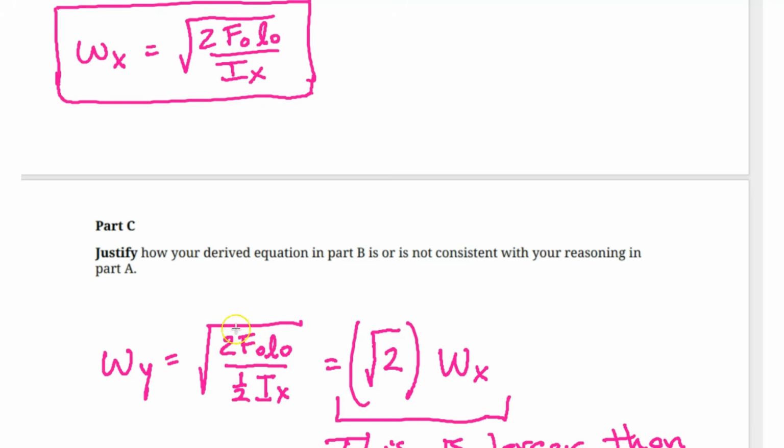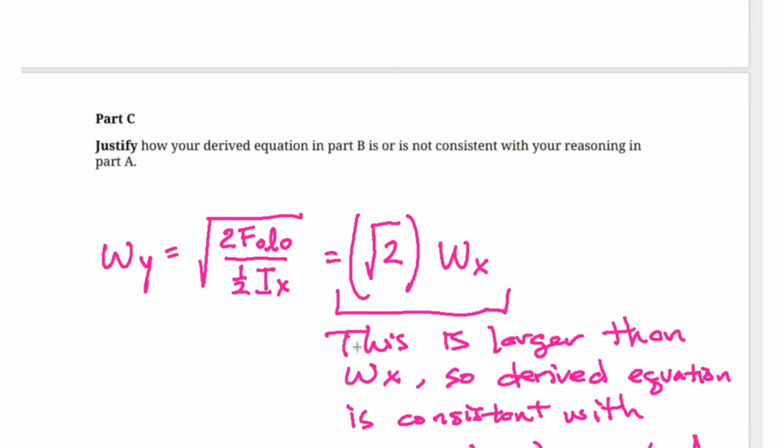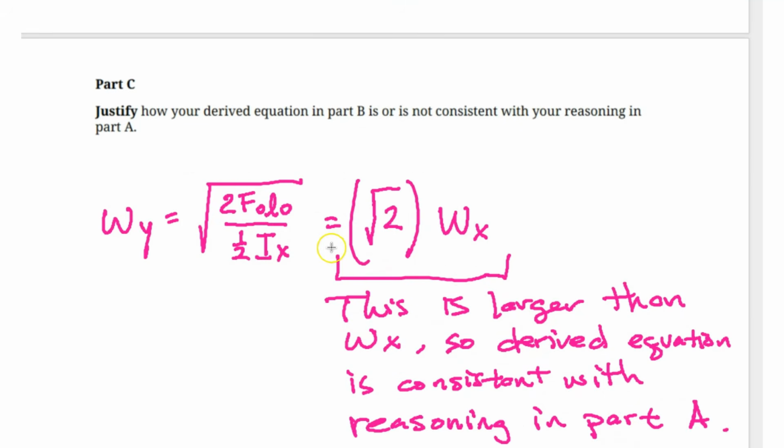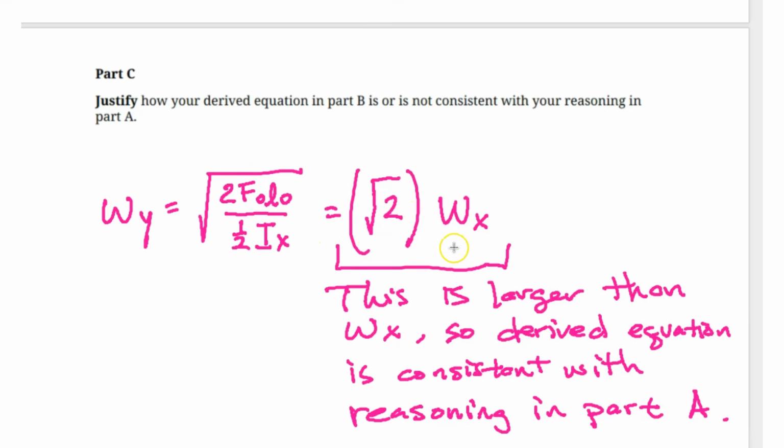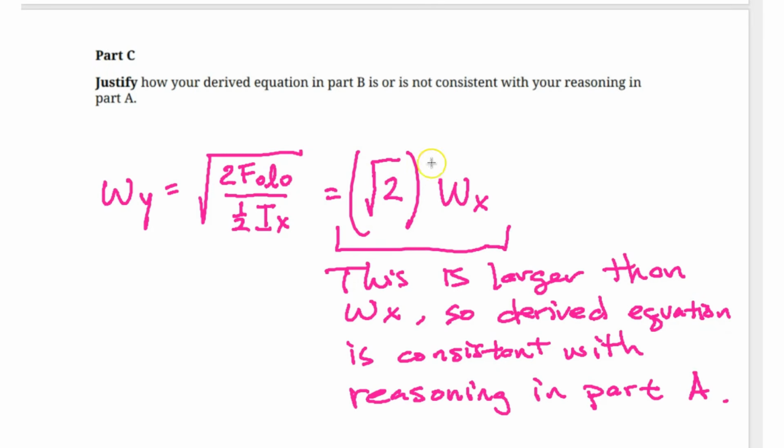So the square root of 1 over 1 over 2 is the same thing as the square root of 2. And then everything else in here is the same as the equation up here, which I will substitute with omega X. So you can see that omega Y is equal to omega X times the square root of 2. So this value right here is larger than omega X. So the derived equation is consistent with the reasoning in Part A.